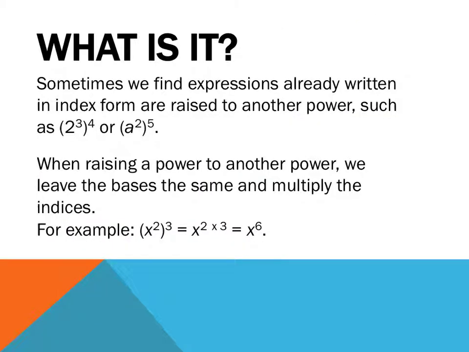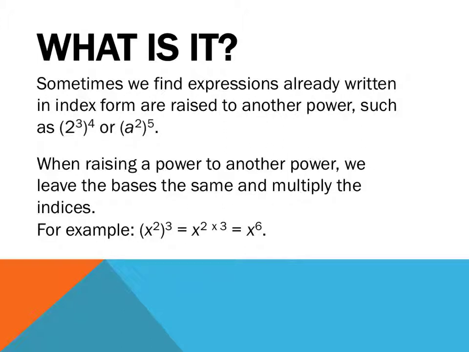Okay, sometimes we find expressions already written in index form and then we're asked to raise them to another power. So things like this, 2 to the power of 3 in brackets to the power of 4. That's essentially saying 2 to the power of 3 times 2 to the power of 3 times 2 to the power of 3 times 2 to the power of 3. Or we have the other example there, a to the power of 2 to the power of 5. Now, instead of having to write that out and expand it the whole real long way, there's actually a rule we can use when we raise a power to another power, okay?